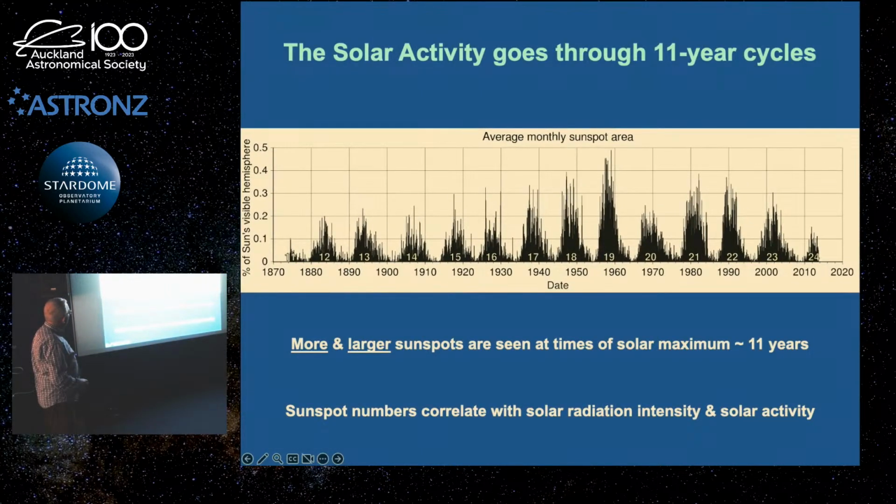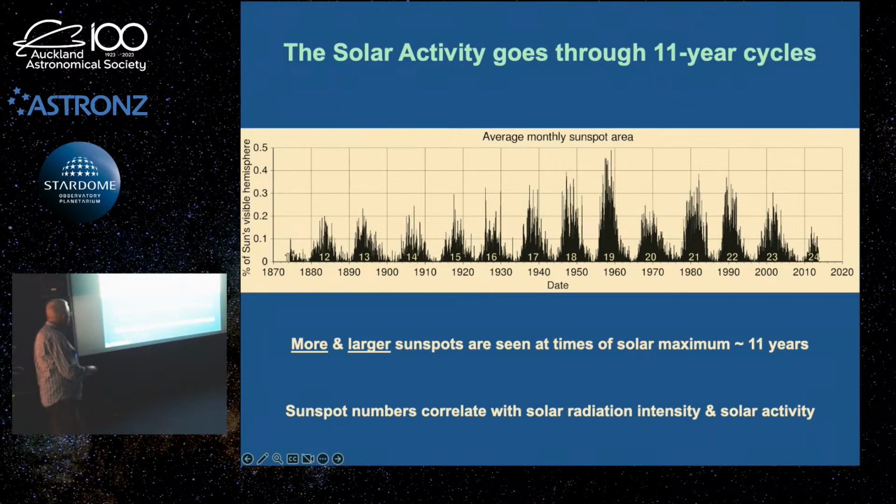Okay. Now, I mentioned the sun goes through 11-year cycles. You may have heard of the terms solar maximum, solar minimum. Along here you've got the various dates on the x-axis, and here's the percentage of sunspots, or how much of the sun is visible. What this graph shows is that as solar activity approaches solar maximum, you get more sunspots and the sunspots tend to be larger.